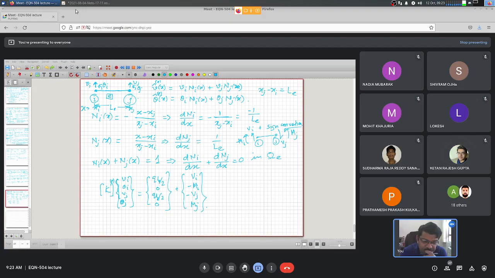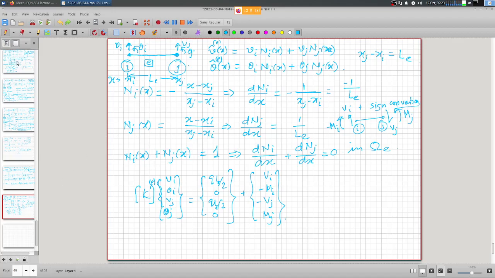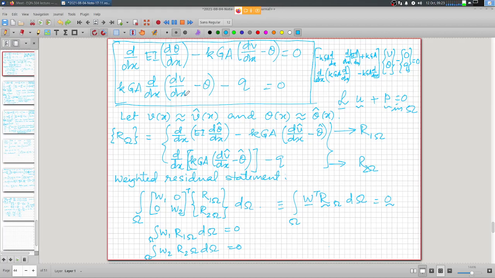Yes, sir. So what does it mean when I say shear deformations are negligible? What is the condition? The shear deformation is equal to the difference of slope of deflected shape minus the section rotation, dV by dx minus theta. That is what we are treating as shear deformation, right?